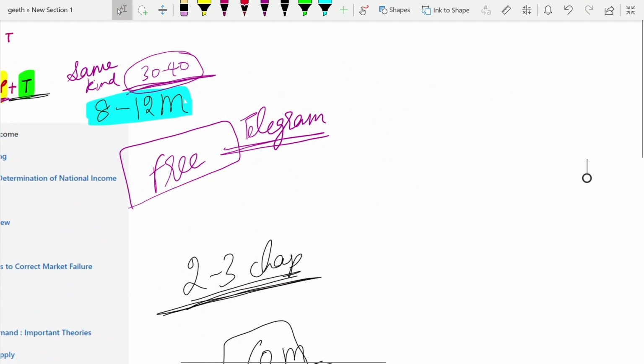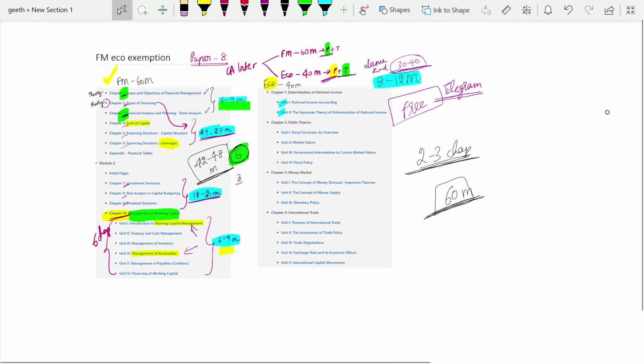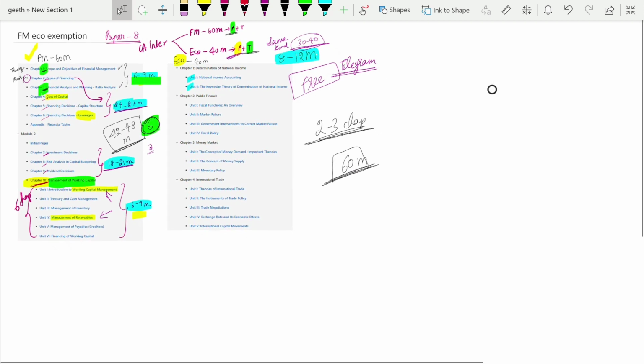So I hope you follow this pattern and go in your exam. So make sure you follow this pattern.